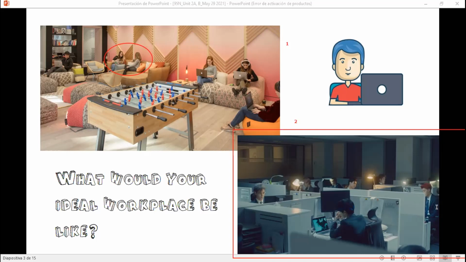But why are they using these computers? Are they watching videos? Are they working? What are they doing? In the first picture, I think that work in homeworks. The second is a company. Okay.